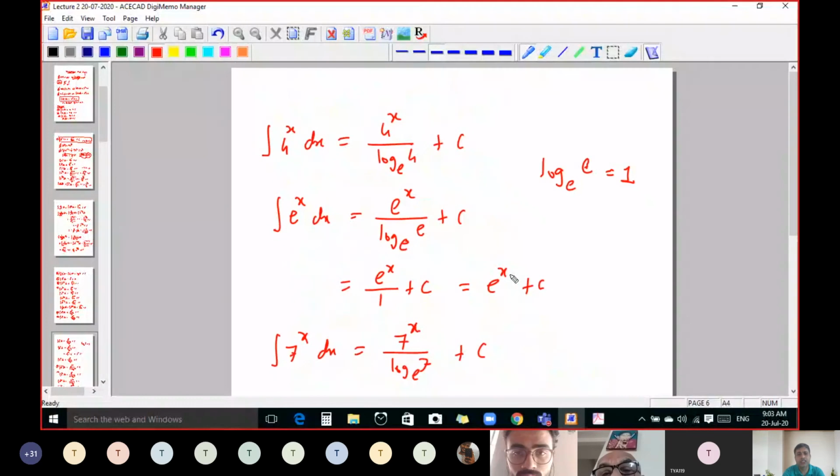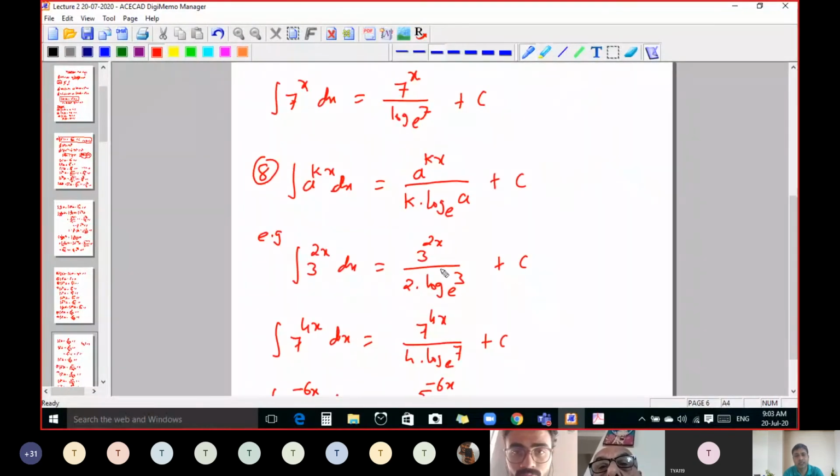Now integration of a raised to kx, instead of e, if it is any constant number, the answer is a raised to kx upon k into log a base e, plus c. Now if we put a equal to 3 and k equal to 2, the question becomes integration of 3 raised to 2x. The answer is 3 raised to 2x upon 2 into log 3 base e.